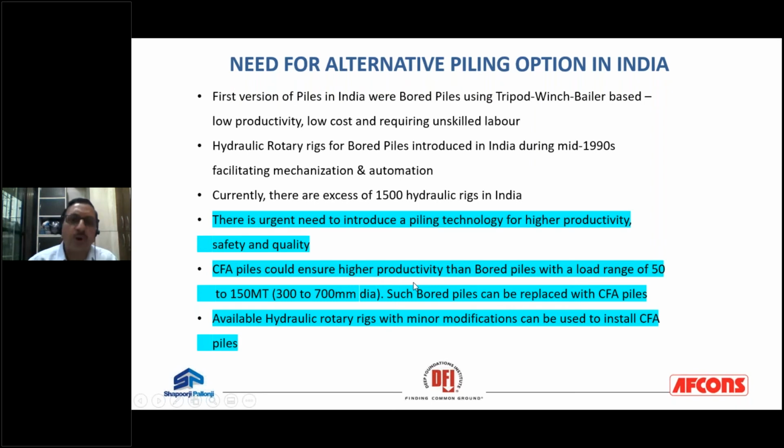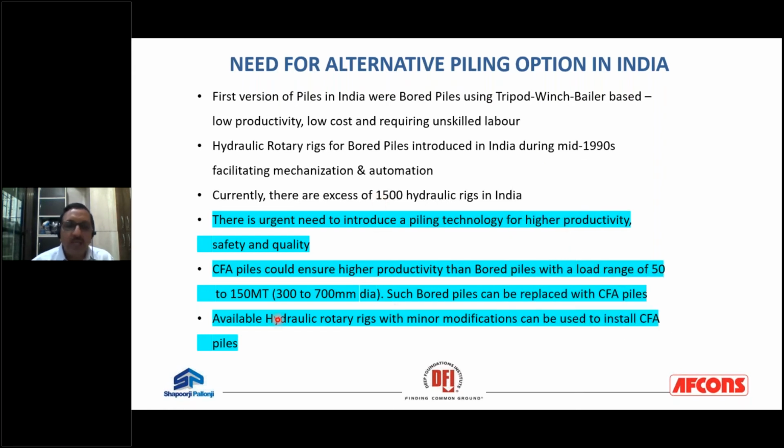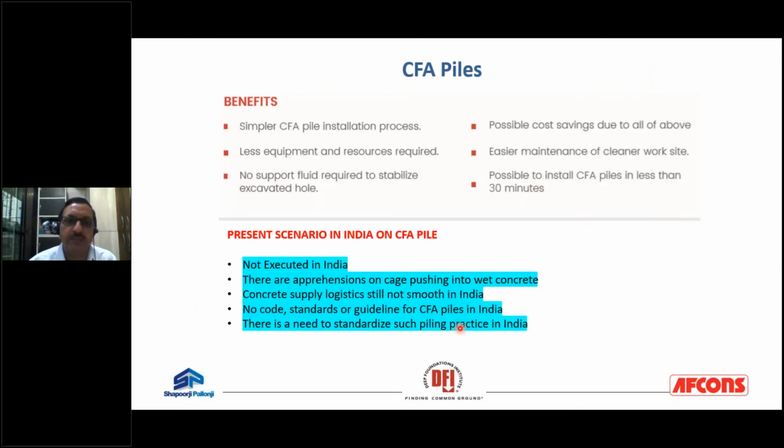Now, there are systems in vogue which we adopt for the bored pile, in which a hydraulic rig is used. A winch method having a tripod, baler and a chisel method is also used for bored piles. Now, in order to have high productivity of the pile, we can have a CFA pile which can replace the bored pile in the range of 50 to 150 metric ton, which means the diameter of such piles will be in the range of 300 to 700 mm. Having said this, the available rotary rig can be converted into a CFA piling kit with a minor modification.